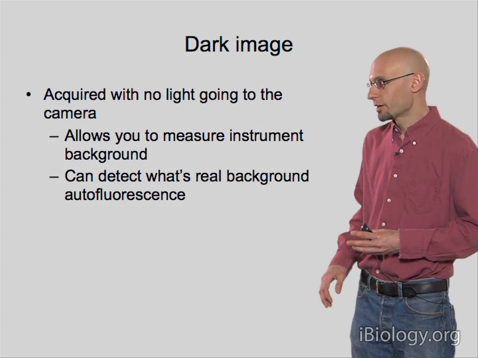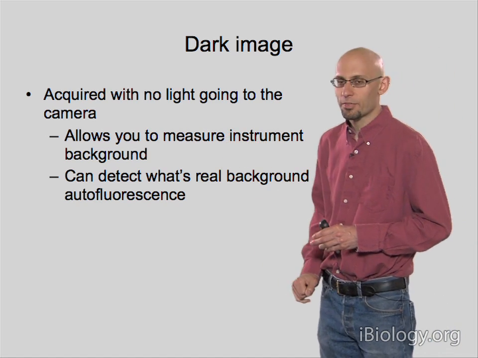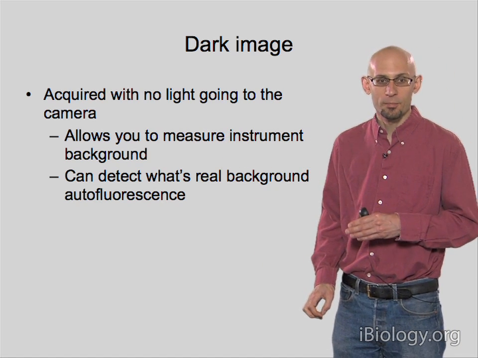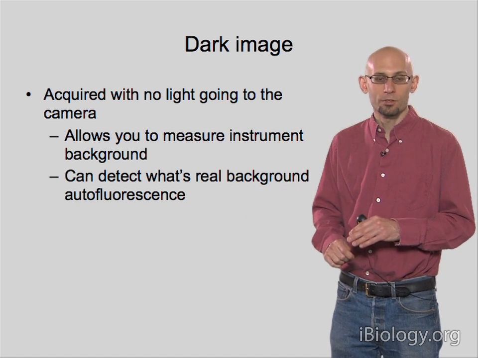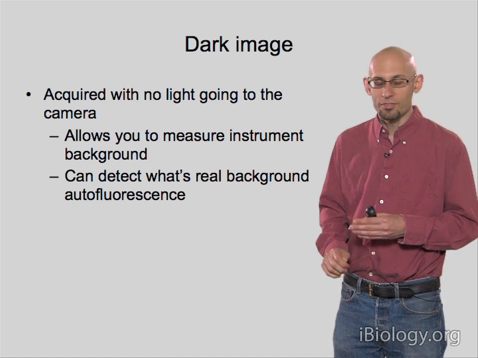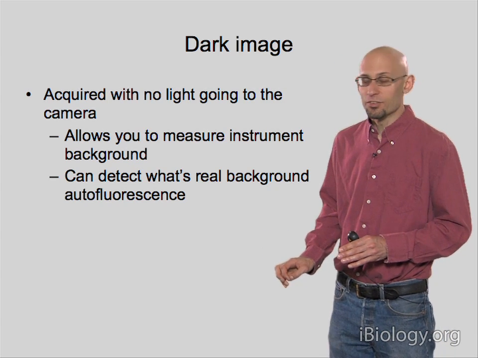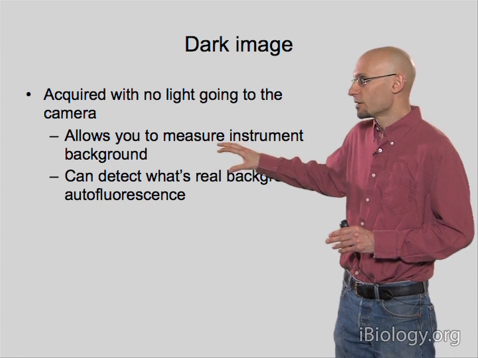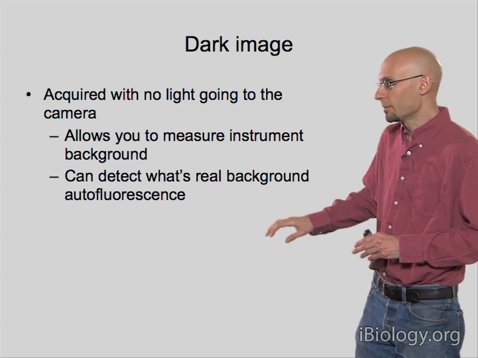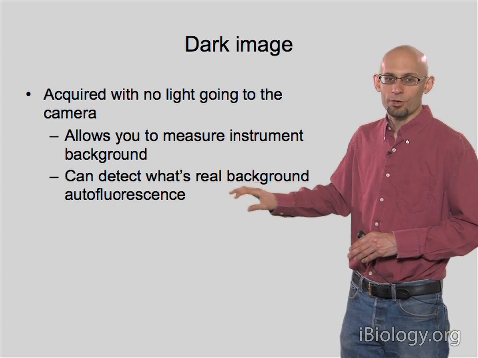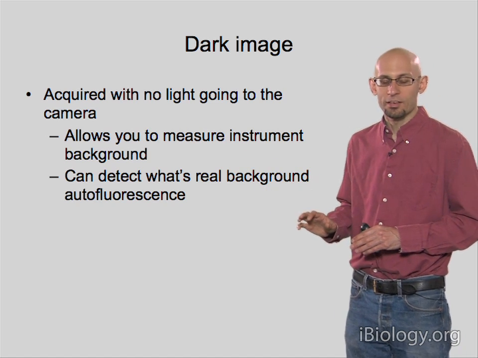As I mentioned, you can also acquire a dark image, and this is actually very useful because it tells you something about your camera and your instrument background. And this you do by just blocking light going to the camera. You close a shutter, or you even take the camera off and cap it, and then you just take an image. And this allows you to measure both the camera offset and its dark current and read noise. And then it also gives you an estimate of what your real minimum background is, your true background when no light is arriving at the camera.